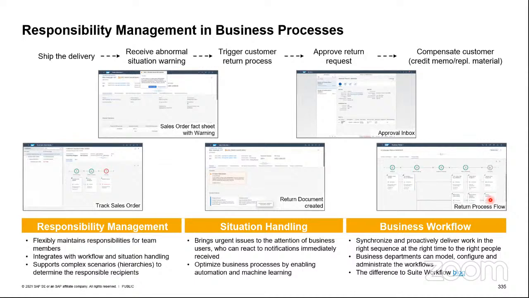Here's an example. If you ship the delivery, and I referred earlier to an IoT scenario, but it could be other scenarios also. If you receive an abnormal situation warning, you can trigger a customer return process, which then uses the responsibility management to decide whom it should go to, how the exception is to be handled, and then initiate subsequent flows, such as in this case the return process flow.